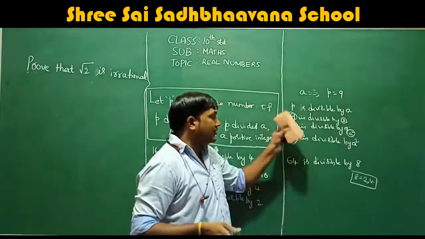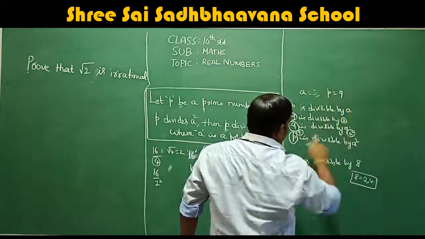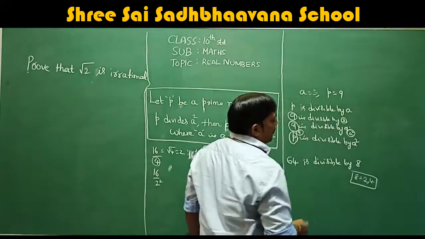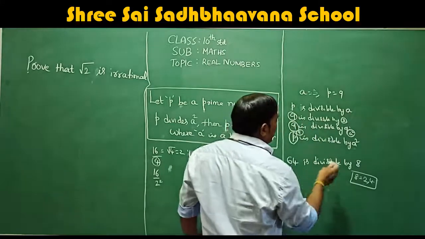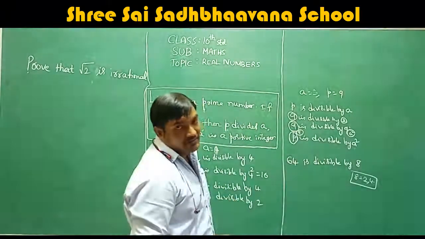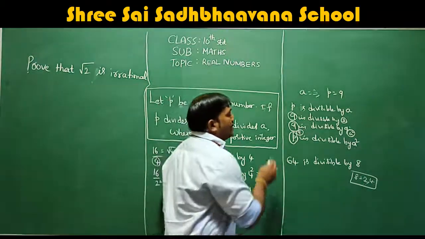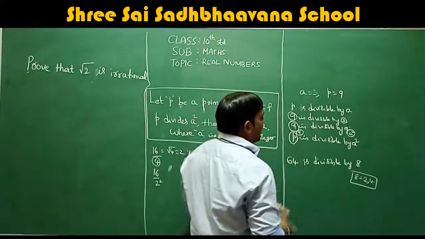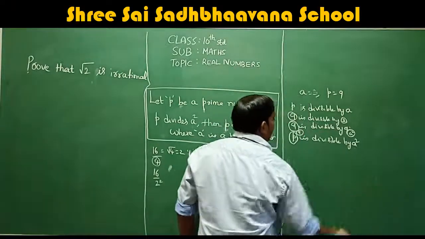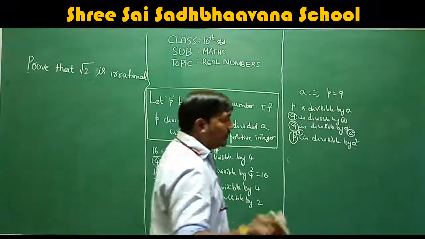Similarly, if you go in a general way, if p divides a square, then p also divides a, correct? That's why 64 is divisible by 8. It means it is divisible by its factors also. Very simple. Let me take one more example to make you understand. Any number is divisible by one number, and the same number is also divisible by the multiples of that number.